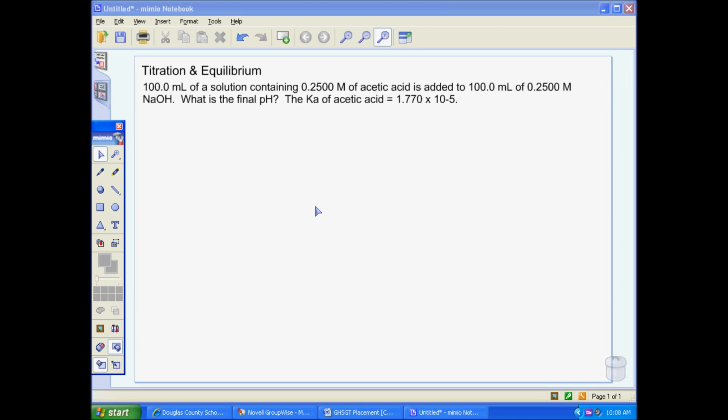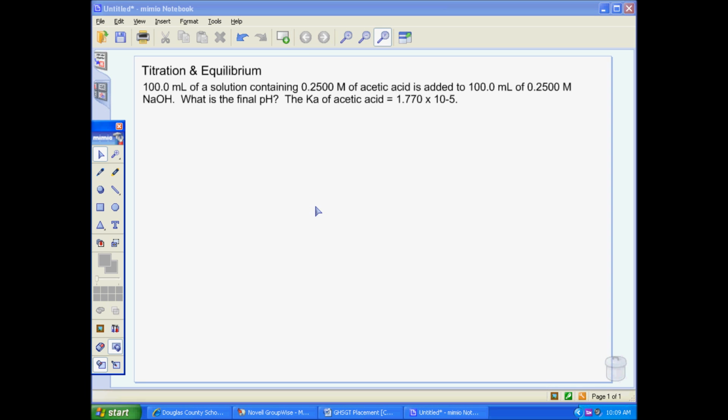In this problem, we're going to examine the relationship between a titration and equilibrium. You have 100 milliliters of a solution containing 0.2500 molar of acetic acid. So it's giving you the concentration of acetic acid, which is a weak acid. And to that, you're adding an equal quantity of 0.2500 molar sodium hydroxide. So the first thing you have to look at is the titration of these two things.